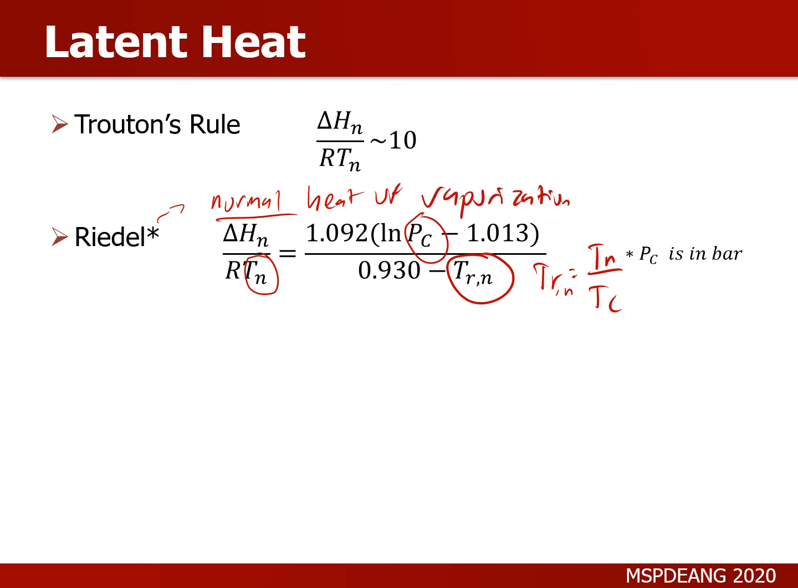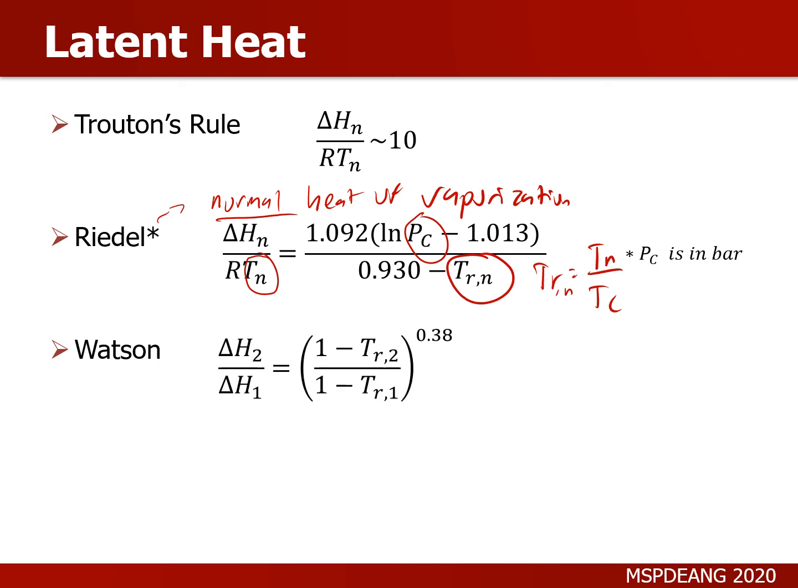Okay. Now, what about temperatures other than normal boiling point? So for that, we have Watson equation. And Watson equation gives us the ratios of two heats of vaporization as a function of the reduced temperature. Okay, so where Tr is equal to T over Tc again. So using the Watson equation, if we know one delta H of vaporization at a particular temperature, you can now estimate all other heats of vaporizations for all other temperatures.